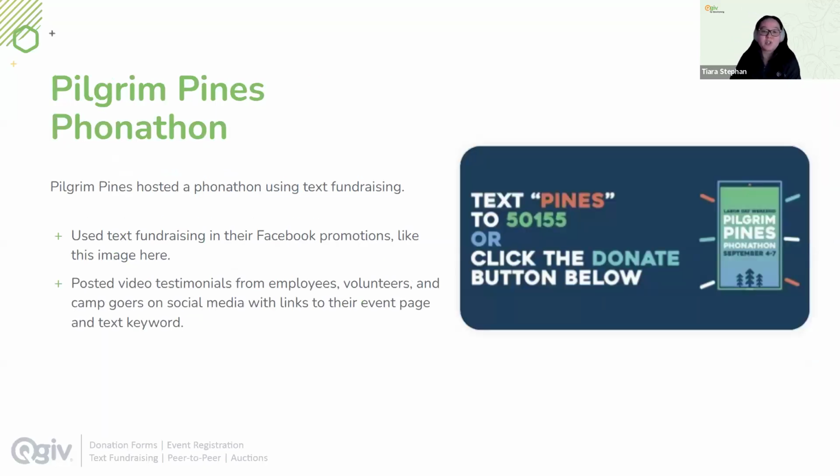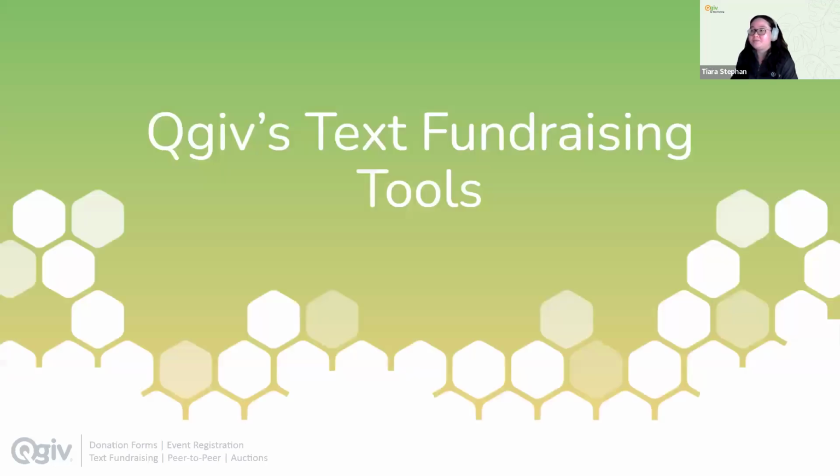Now, Pilgrim Pines is a camp and retreat center for campers of all ages. They hosted a modern phone-a-thon event and made giving very simple, providing options for all their donors for how to make a donation. You either gave via text to Pines at 50155, again, note the short, simple, and relevant keyword, or use the donate button to get to their donation form. They got very creative in their marketing by utilizing video testimonials from employees, volunteers, and campgoers on social media and made sure everything promoted the two giving options of text to give or donating through their online form, just depending on people's giving preferences.